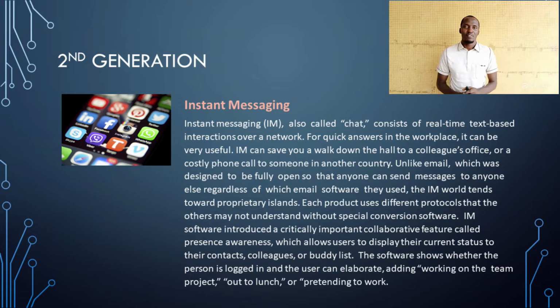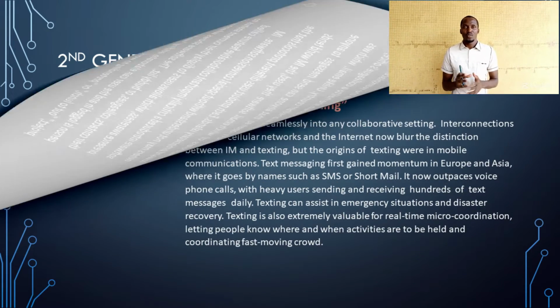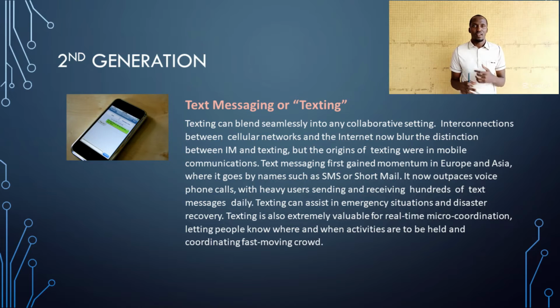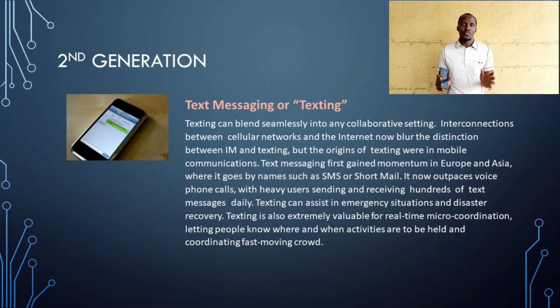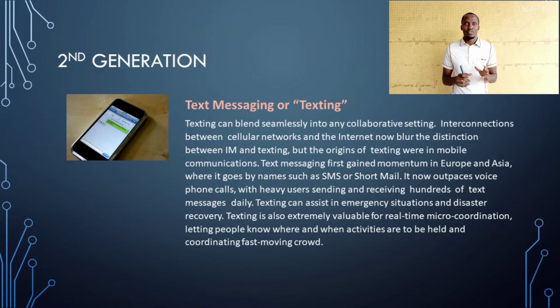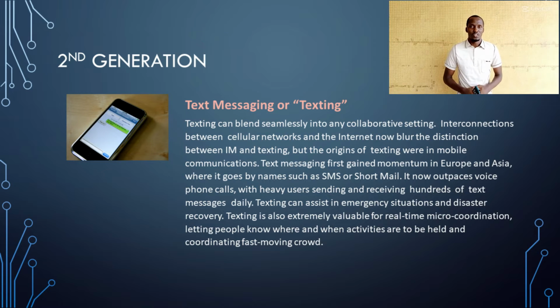So now we also have text messaging. Text messaging is very clear and simple. It uses interconnections between cellular networks to send and receive messages. It doesn't require any software application or any form of mail for the sender or the recipient to transmit messages. All that is needed is the phone number of the sender and the phone number of the receiver in order to send and receive messages to share information.